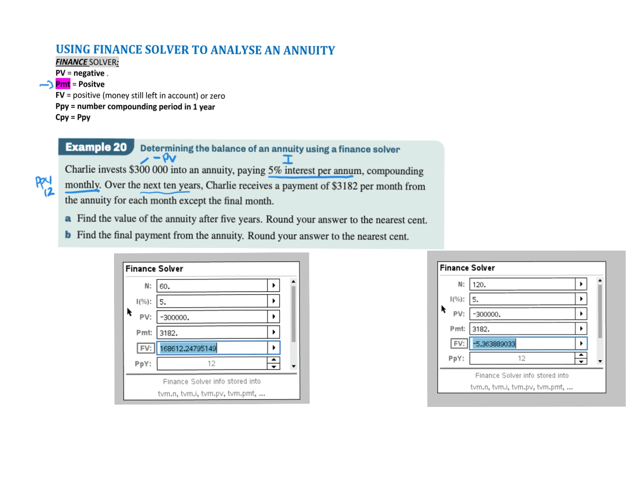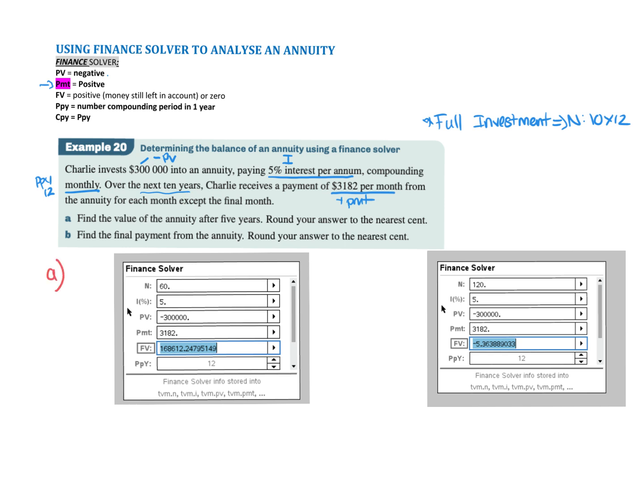So because it was monthly, even if you want to write a note, the full investment is going to last, this is not a loan, 10 times 12, 10 years of monthly. Okay, Charlie receives a payment, so because he gets that, that's going to be a positive number each month. So it says find the final value, the value of the investment after 5 years.